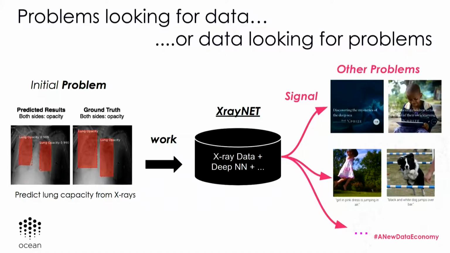Well, another thing, we're not saying that problems should be looking for data. We say that data should actually be looking for problems. How does that work? Well, we start with an initial problem, like we have an actual use case running to measure lung capacity from X-rays and also anomaly detection. Now, we try to incentivize a community to work on this, to give better data, better models.